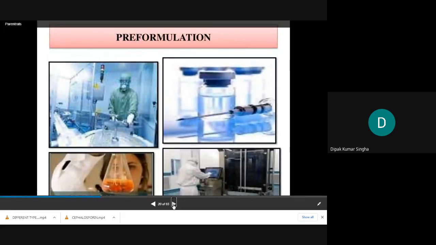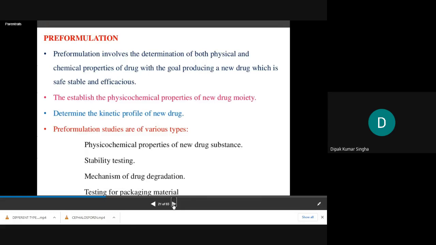The pre-formulation. What is the pre-formulation? Before the formulation, there are some criteria, some procedures or physicochemical parameters that are checked before the formulation. That is called the pre-formulation study. In pharmaceutics, pre-formulation involves the determination of both the physical and chemical properties of a drug, with the goal of a new drug that is safe, stable and efficacious. This is the main criterion to prepare a new product.